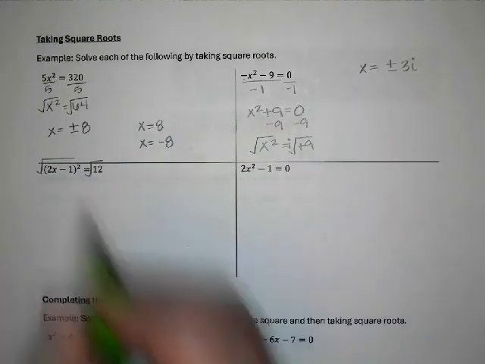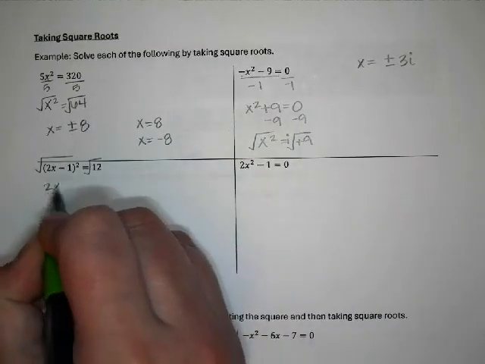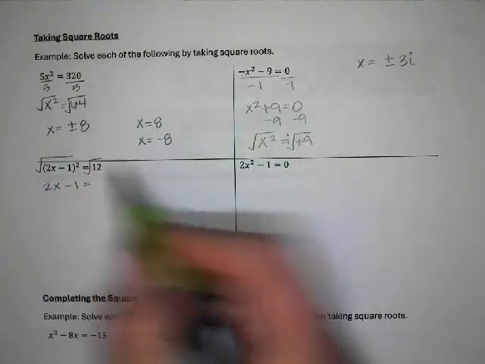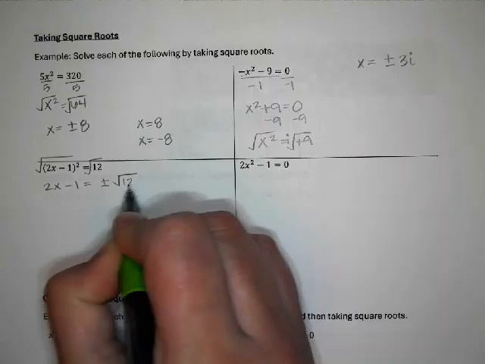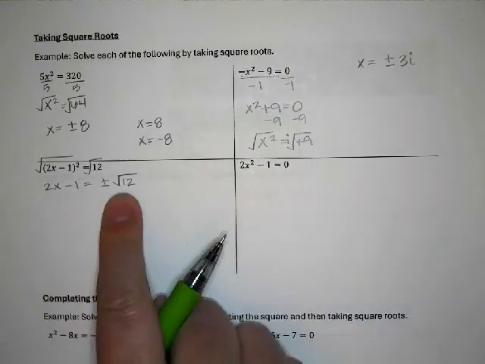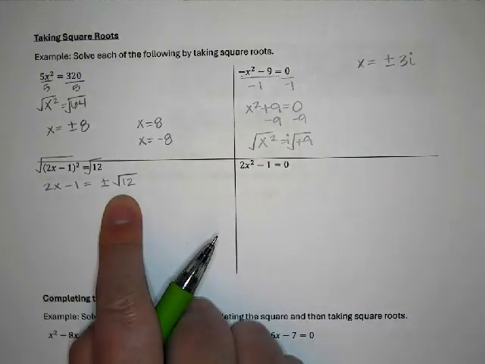And so I end up with 2x minus 1, and then the square root of 12, I'm going to say plus or minus the square root of 12. That is not a perfect square, so I'm going to leave it like that, kind of, but it's best if I simplify radicals whenever I see them.